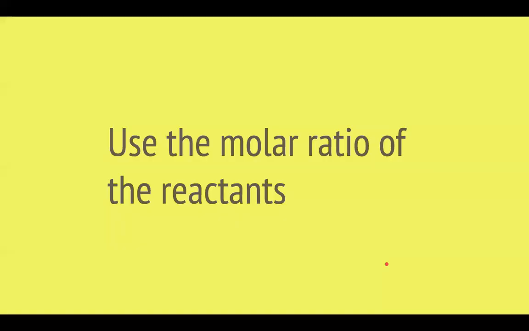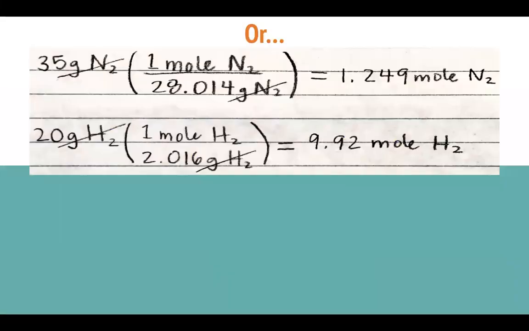Okay, the last one is to use the molar ratio of the reactants. So I'm going to first convert them into moles. Take what you're given, just divide by the molar mass really is what you're doing. But again, like I said, it's always helpful to set it up like this and see my units crossing off and make sure I'm ending with what I want. So these are the two amounts of moles that I end up with.